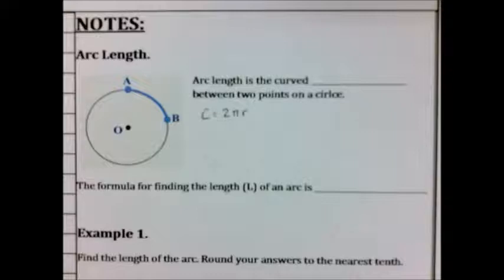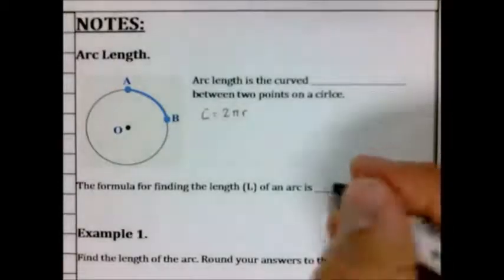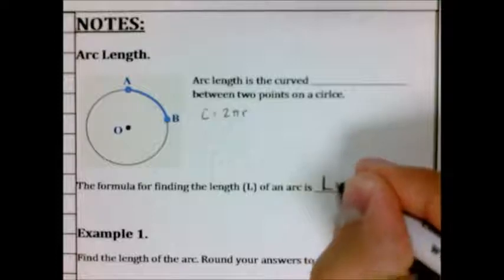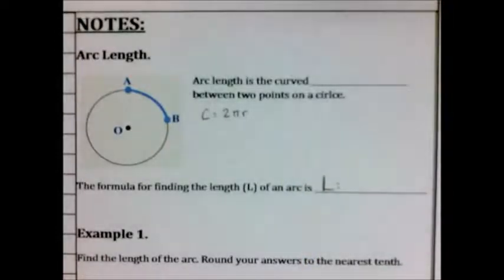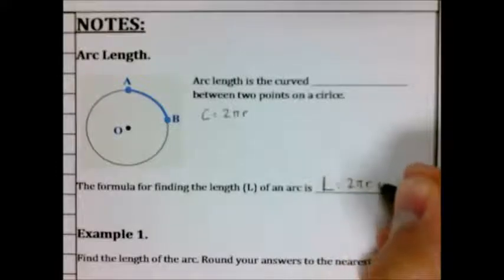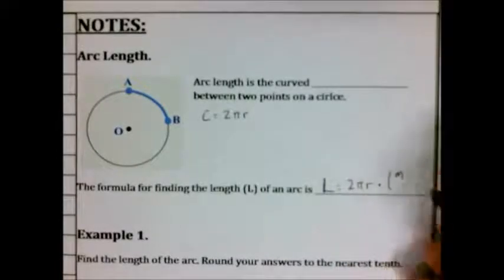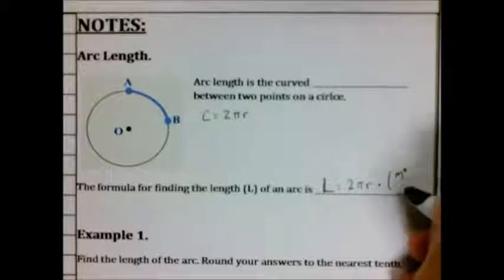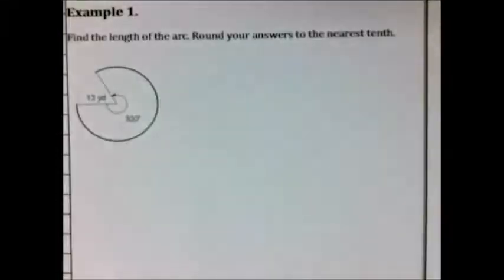Okay, so the formula for finding the length of an arc is L, the length of the arc, equals our circumference formula, 2 pi r, times the arc measure in degrees, divided by 360 degrees. So let's do a couple examples here.